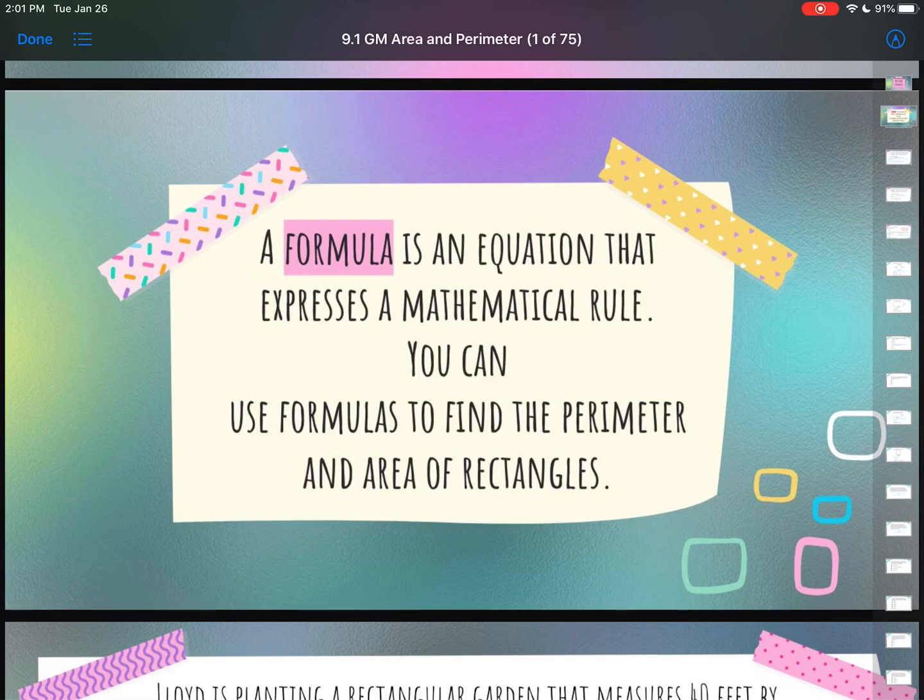All right, so a formula is an equation that expresses a mathematical rule. You can use formulas to find the perimeter and area of rectangles, which is specifically what we're going to do today.